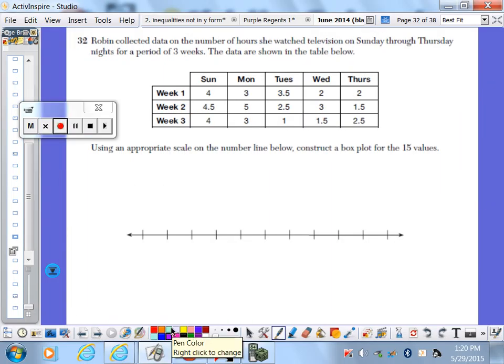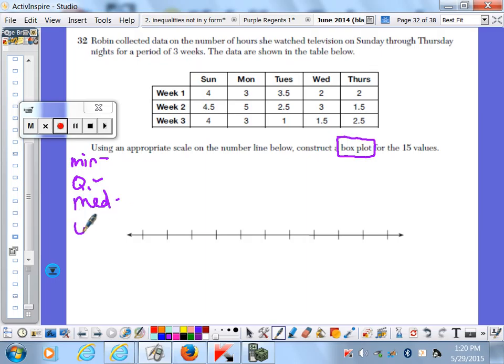32. Robin collected data on the number of hours she watched television on Sunday through Thursday nights for a period of 3 weeks. The data are shown in the table below. Using an appropriate scale on the number line below, construct a box plot for the 15 values. Remember, in order to make a box plot, you need your 5-number summary, which includes the minimum. You need to find Q1, the median, Q3, and the maximum. In order to get full credit for this question, you must write down these 5 numbers. That's considered showing your work and where your numbers are coming from.